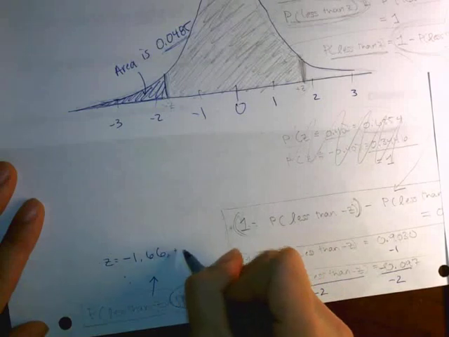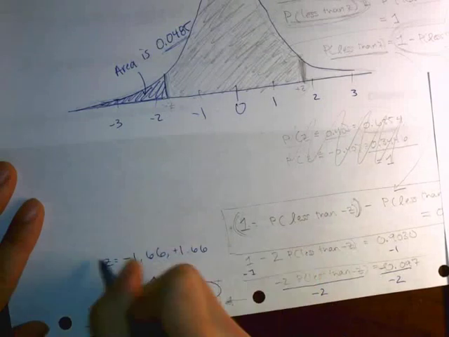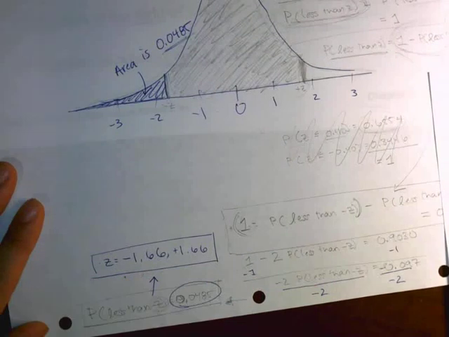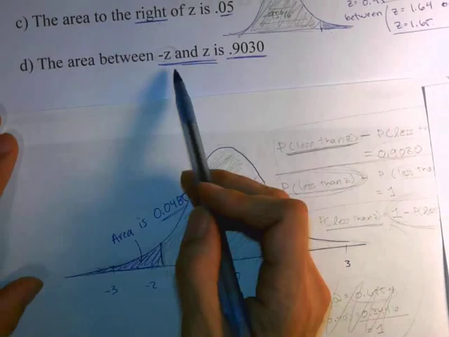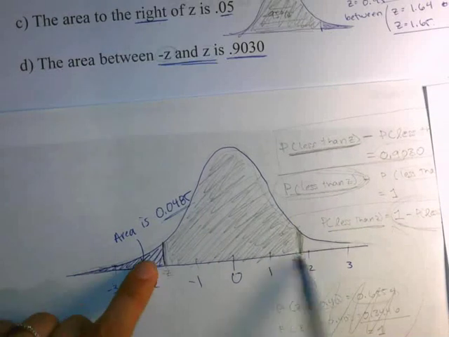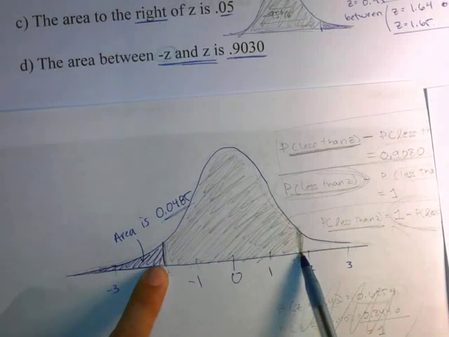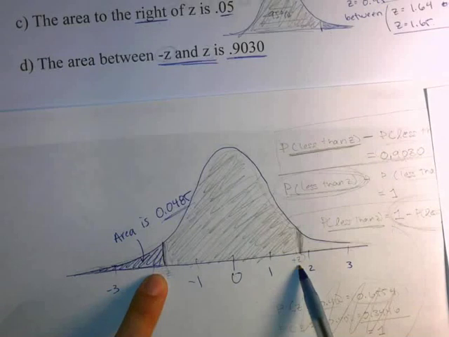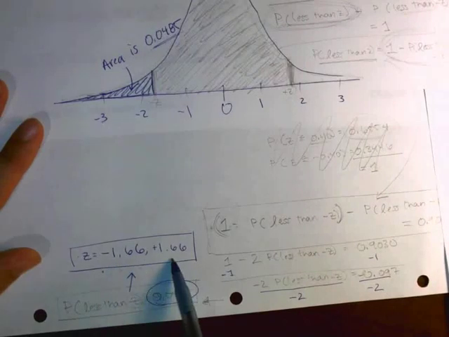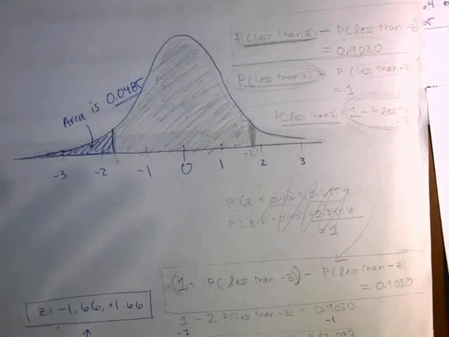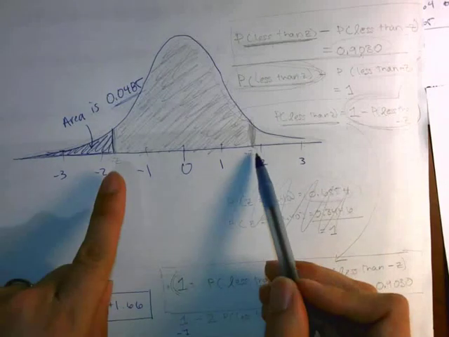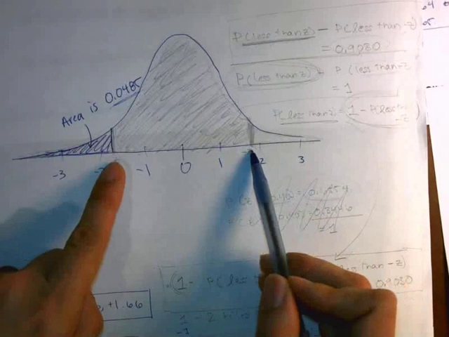So z is negative 1.66. That's negative z. It could also be positive 1.66. And that is my answer. So the z value that corresponds to this situation here, where 90.3% of the area under the curve falls between negative z and z, is 1.66 and negative 1.66.